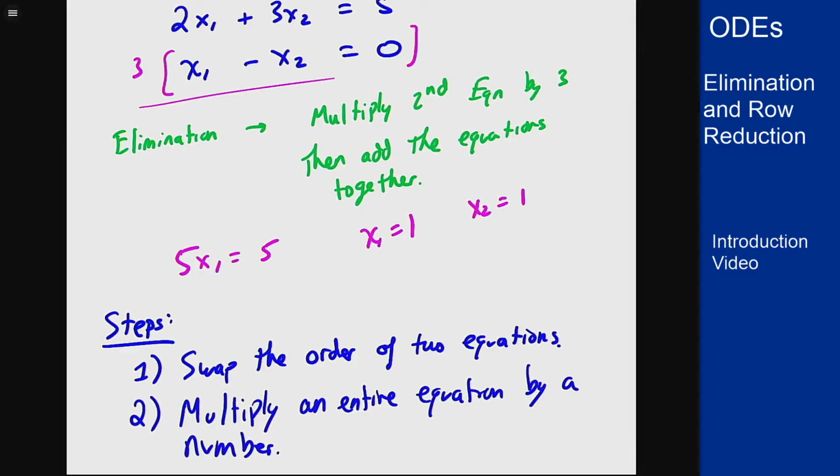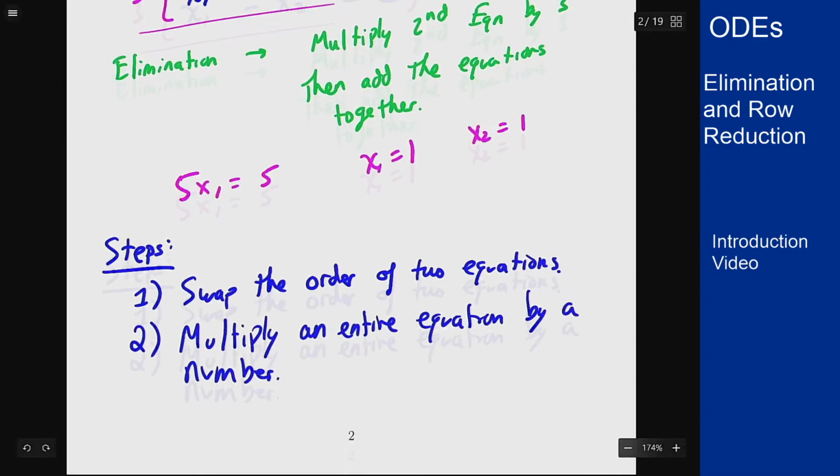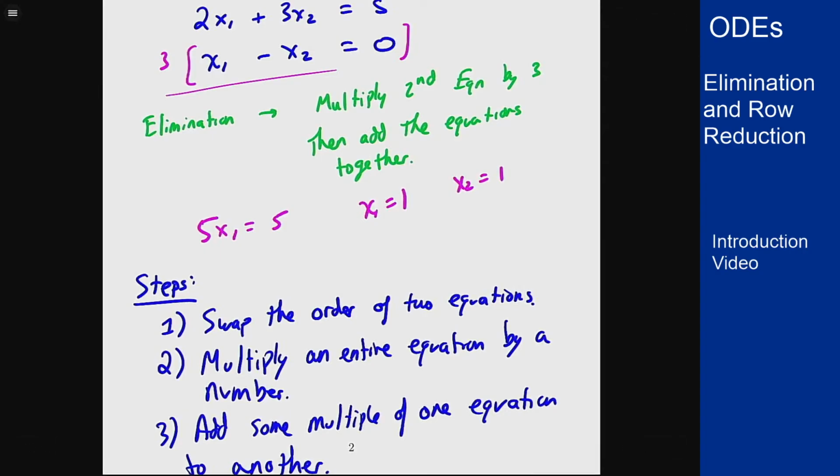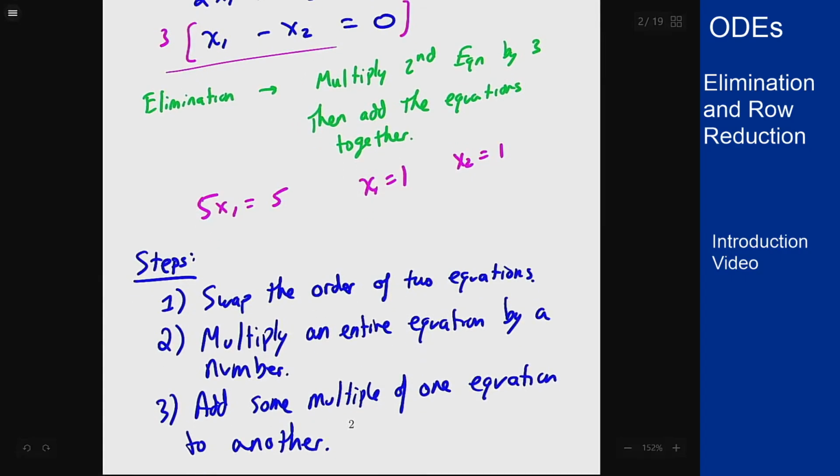The third thing I can do is add some multiple of one equation to another. Here we just added the two equations together, so one multiple of one equation to one multiple of another, that's fine. We could have also done this in one step, just adding 3 times equation 2 to equation 1 to cancel things out. But those are the 3 main steps in this process. We can phrase anything we do with elimination in terms of these 3 steps. And our goal is to take this process and figure out a systematic way of implementing it so that it will always get us the answer we want for these kinds of problems.